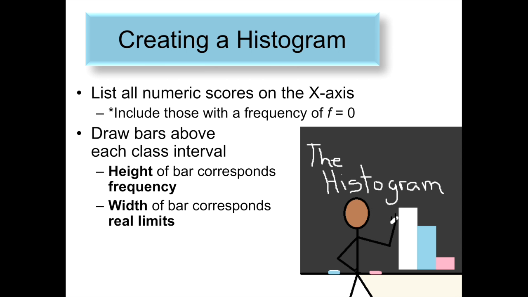Okay. When we create a histogram, we're going to list all numerical scores on the x-axis, the down below one, the horizontal one. You're going to include those even with a frequency of 0. So even if I didn't have a person who scored a 3 out of 5, I still need to put 3 there to make my histogram consistent. I'm going to draw bars above each of the class intervals, and the height of the bar corresponds to the frequency. The width of the bar corresponds with the real limits.